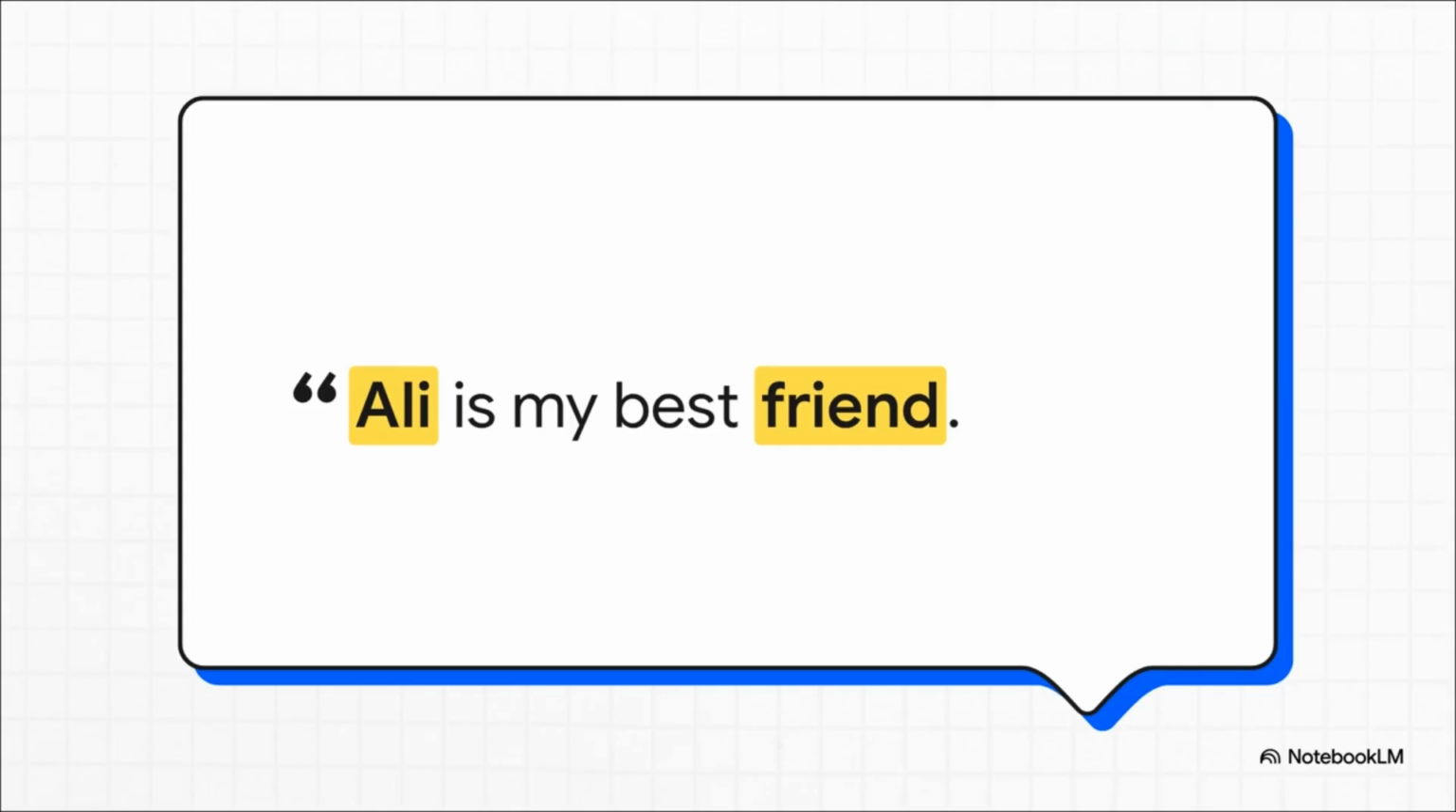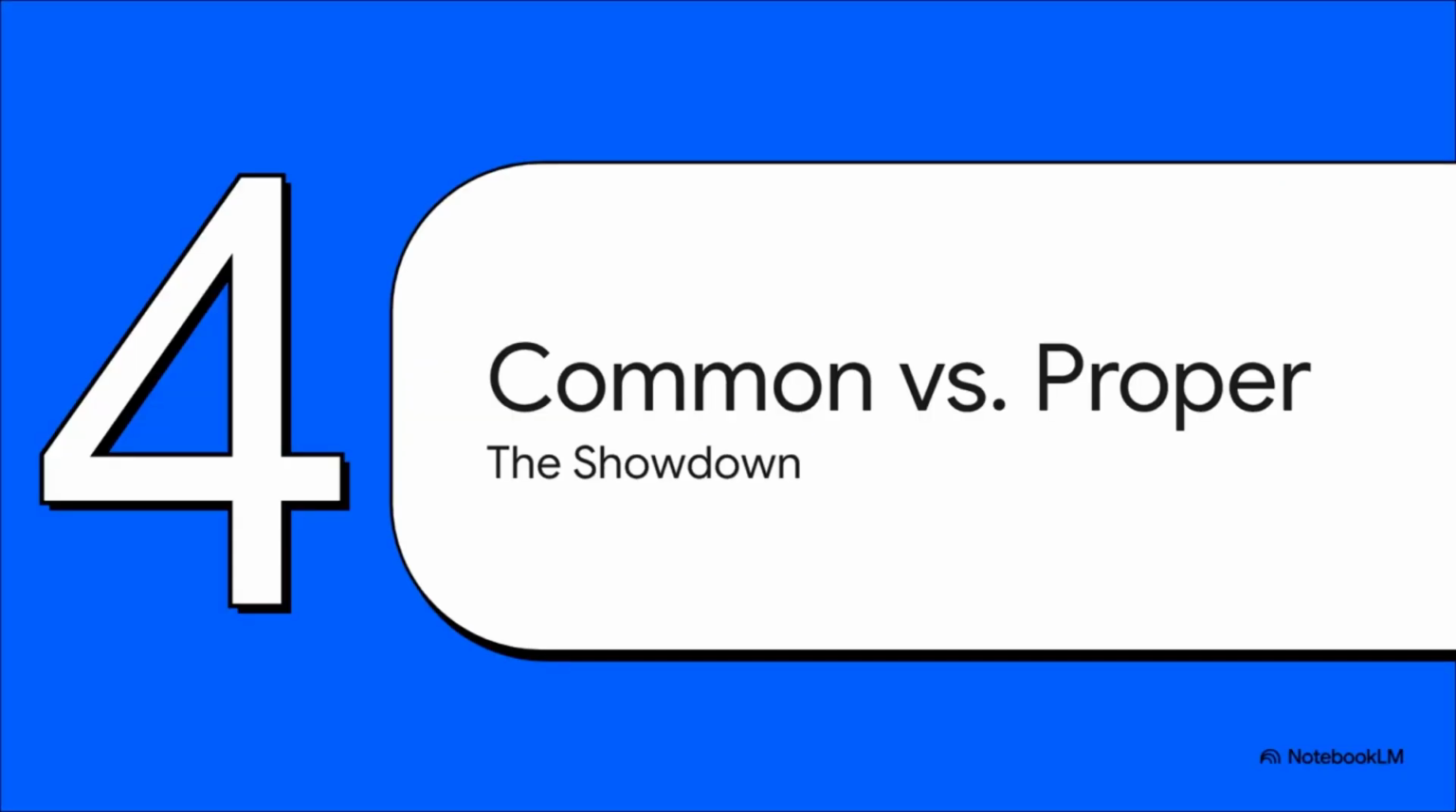This sentence nails it. Ali is my best friend. Ali gets the capital letter because it's a specific name. But friend, that's just the general category, so it stays lowercase. It's the perfect side-by-side comparison. Specific versus general. All right, time for the main event.